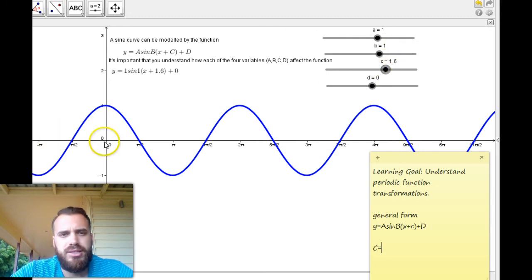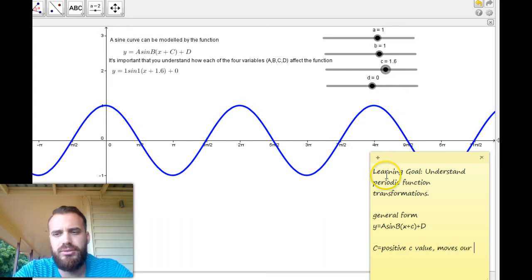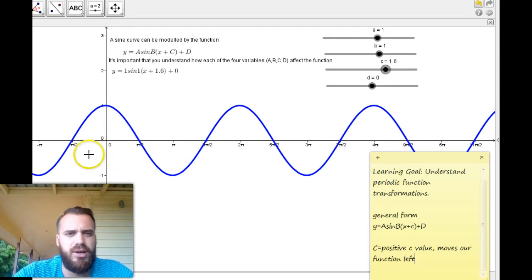So the c value controls our horizontal shift. A positive c value moves our function left. It moves it towards the negative area, the opposite of what you'd expect.